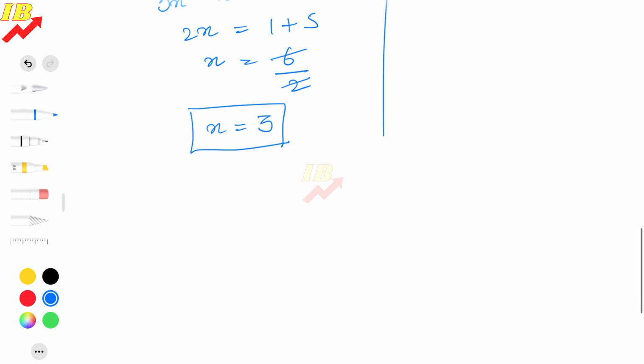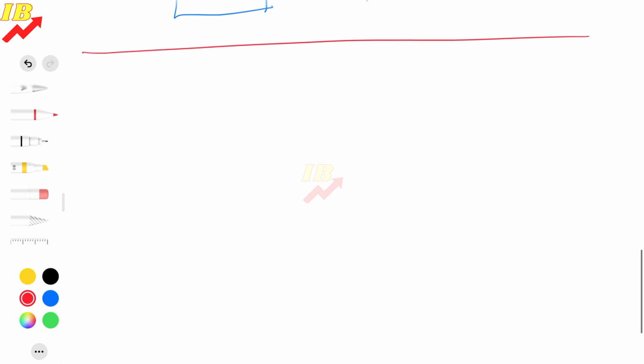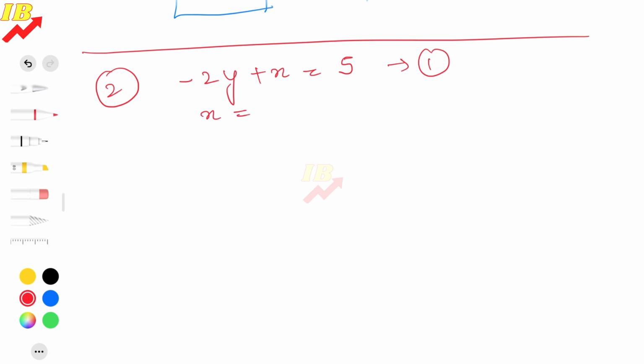Let's take one more example to get a better understanding of it. I'm solving it with the same method. Suppose we are taking negative 2y plus x is equal to 5. This is my first equation. The second equation is x is equal to 7 plus 3y. This is my second equation. Now if you look properly, you find that x is already given in terms of y in the question.